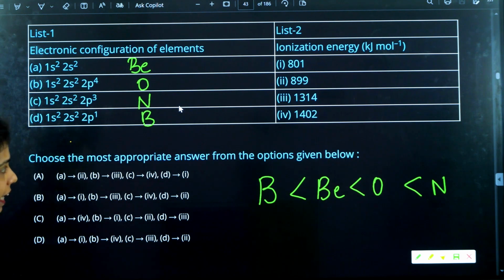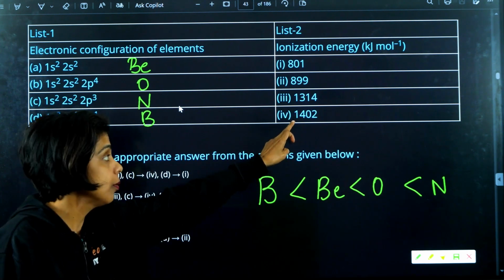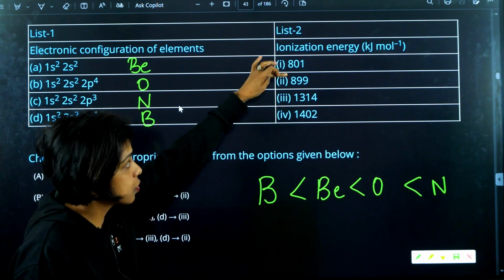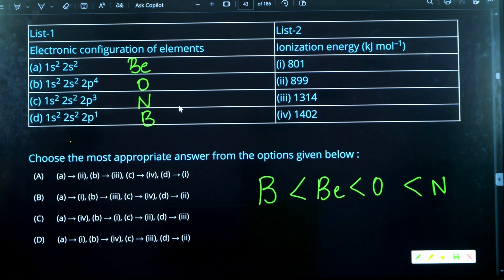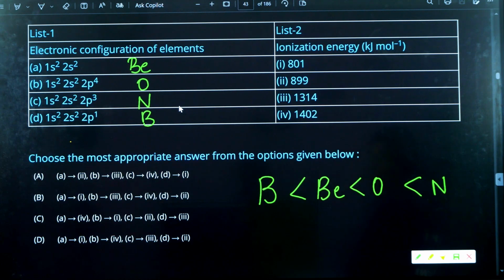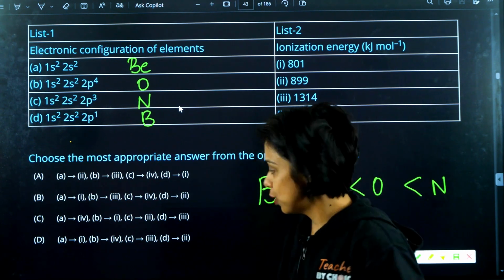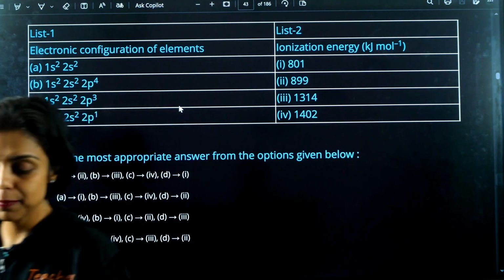So now you can match. The highest value, 1402, should be for nitrogen, right? Yes, perfecto. This is the highest value. 1402 is the highest value. That should be for nitrogen. This is for oxygen. This is for beryllium, and that should be for boron. So I hope you get your answer correctly, guys. Yes, the trend. You are not expected to know the value. You are just expected to know the trend, guys. Yes. So this was the question based on the ionization energy value. So I hope you can get your answer correctly by matching the data, guys.